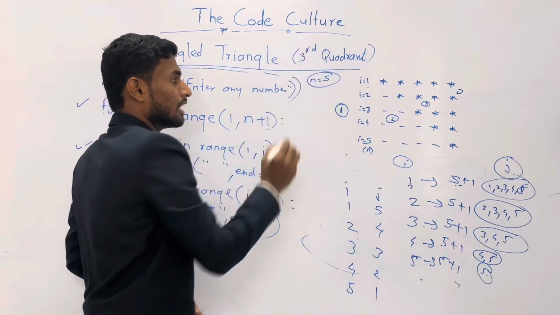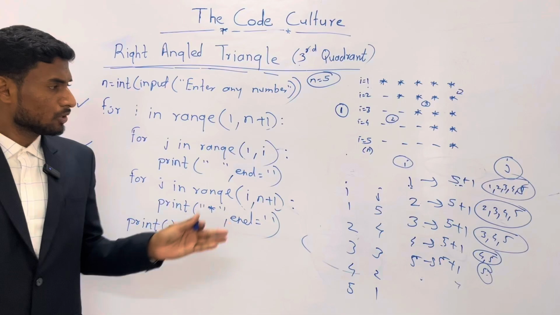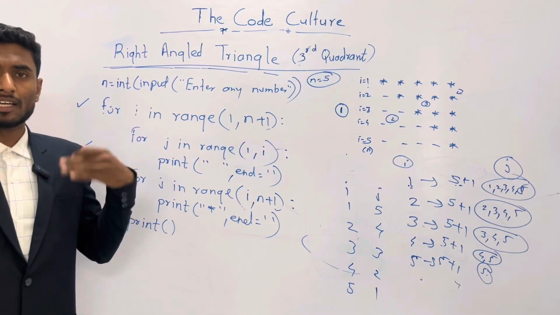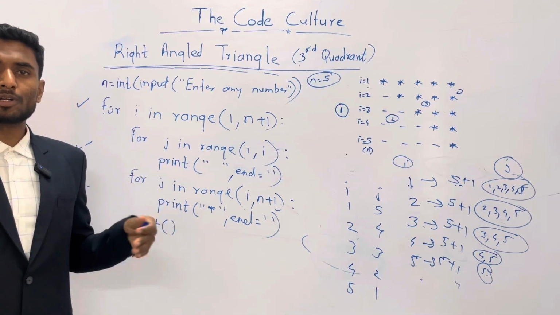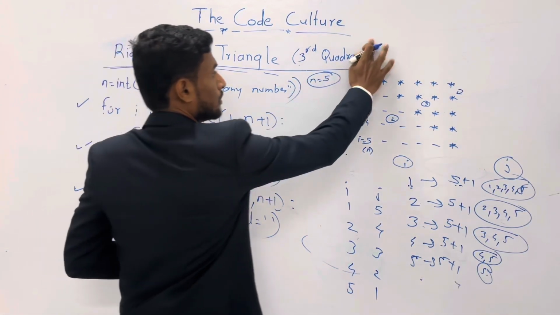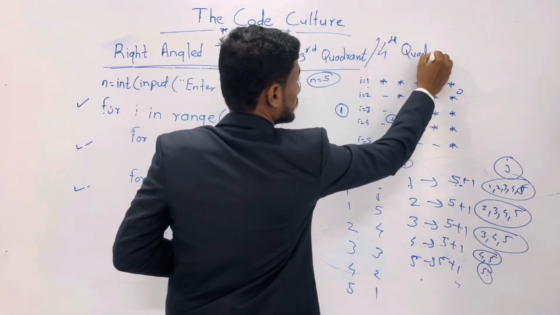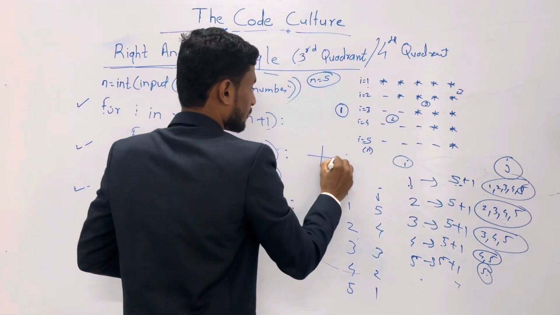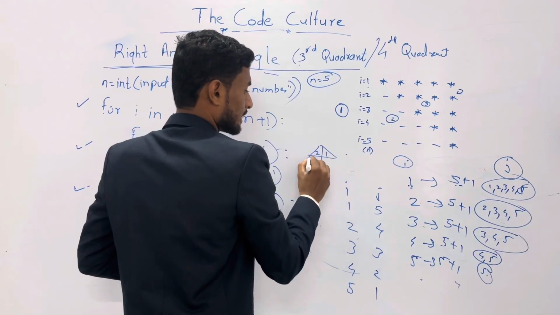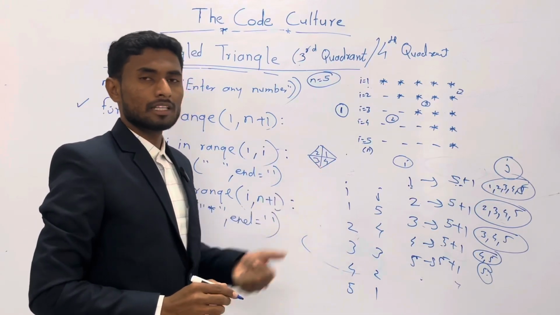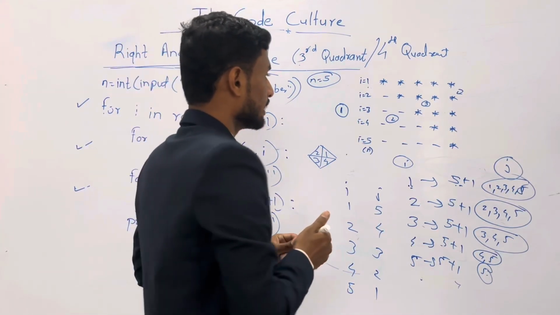Now we know how to print the first quadrant, second quadrant and third quadrant. In this video itself we are going to the next quadrant, that is, the fourth quadrant. What is the fourth quadrant? This is the first quadrant, this is the second, this is the third, and this is the fourth.